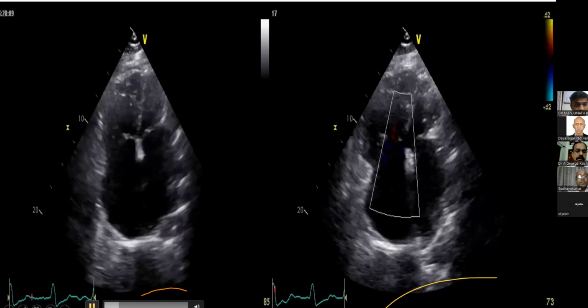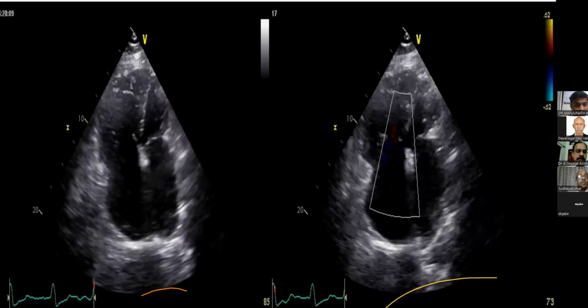This is the apical 4-chamber view. What type of ASD is this? Sir, this is ostium secundum ASD with a large defect. The floor of the fossa ovalis is formed by which septum? Septum primum or septum secundum? Floor of the fossa ovalis. Sir, septum secundum. Totally wrong. Septum primum.